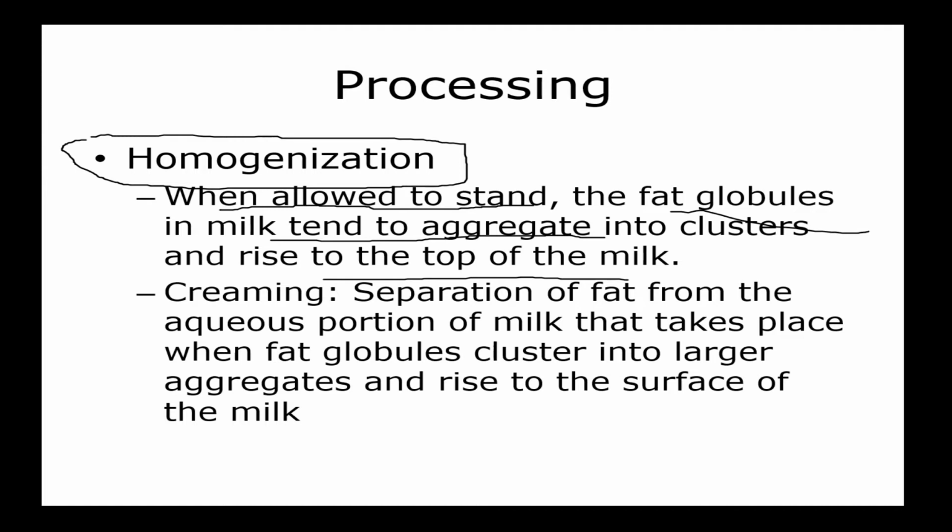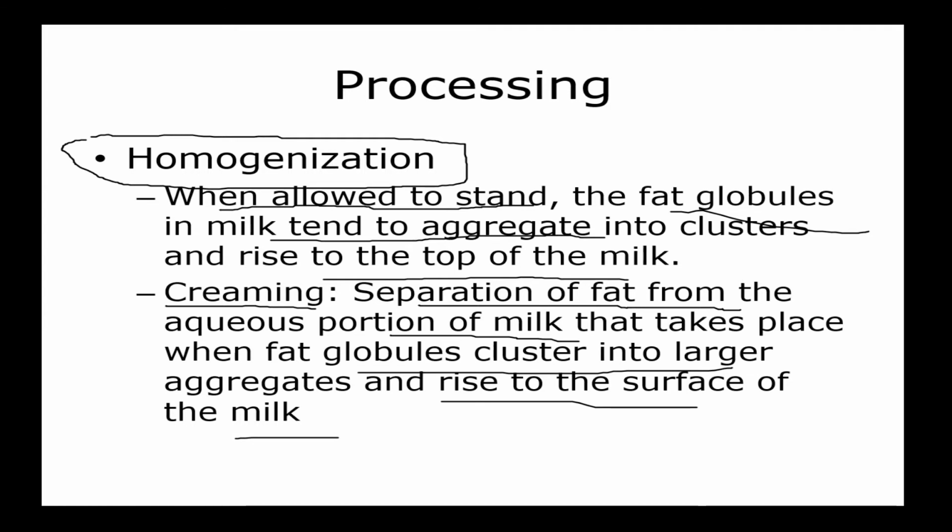Let's first talk about the term creaming, which comes under homogenization and will help you understand the process better. Creaming is the separation of fat from the aqueous portion of milk that takes place when fat globules cluster into large aggregates and rise to the surface of the milk. It occurs when we heat the milk and then cool it to about 7 or 10 degrees and leave it for some time. We generally observe a layer of fat accumulated on the top of the milk.